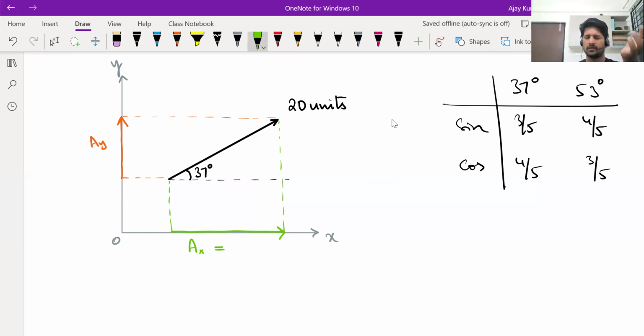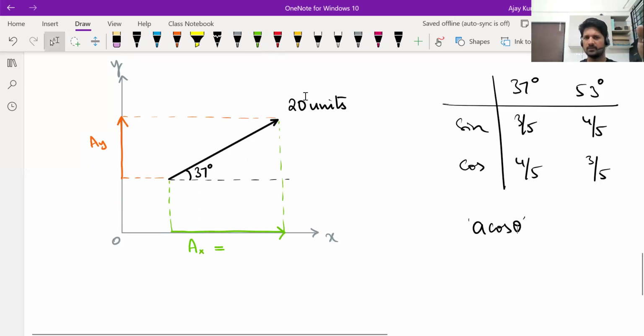Tell me how you will calculate. Sir, we'll use R is equal to root of A square plus B square. Why will you use that? You will use that when two vectors are given and you have to find out their resultant. That is not what I asked you to do here. You are given a single vector. I asked you to calculate its components. You have to use A cos theta, vector magnitude times cos of the angle it makes with a particular direction.